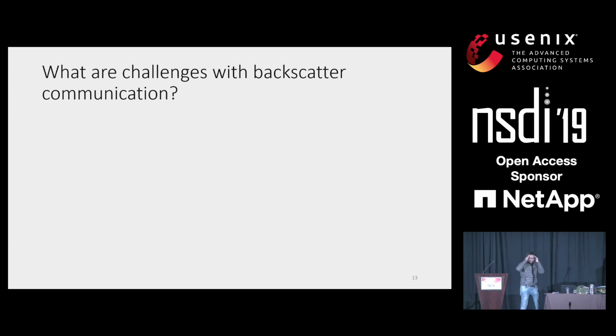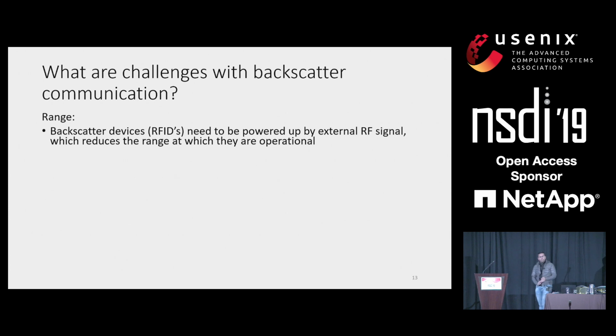Now, to get a little bit of the mindset of backscatter, what are the problems with backscatter? Let me just list them. First, range. These backscatter devices, if you're planning to power them up with the RF signal, you cannot put them farther away from the transmitter. That's one of the biggest limitations for RFIDs. Their range is limited to 5 to 15 meters, and that's because you cannot power them up.